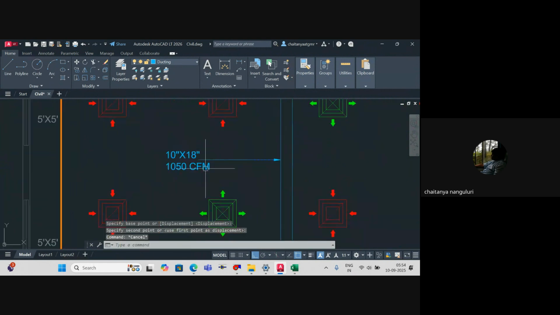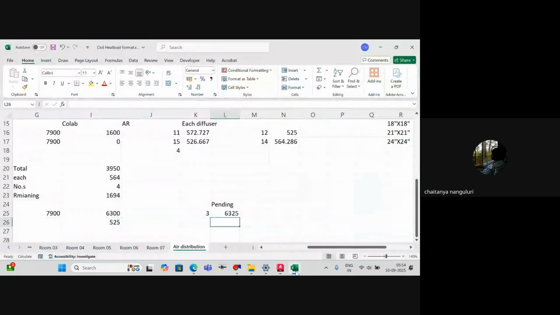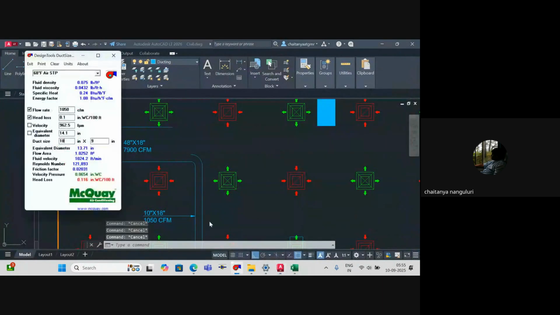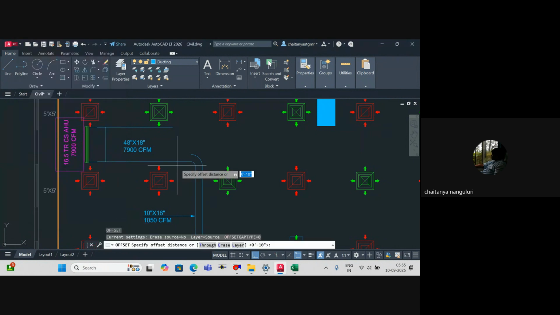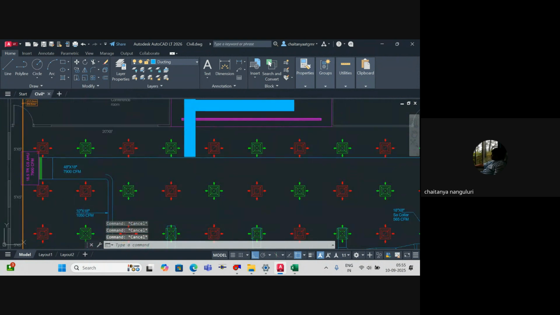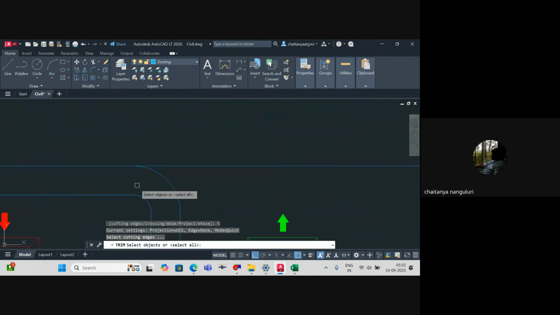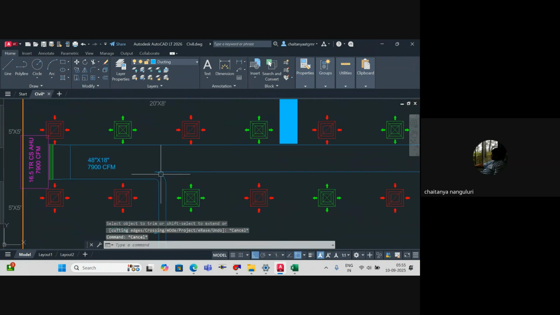Am I clear or not? Yes, sir. So now the airflow rate is how much? 6325. So I'll make it 6325 CFM. Yeah, 1490 FPM is not greater than 1500. So it is 38 inches. Offset 38 inches. Luckily, it's exactly intersecting. If it's not intersecting, I'll theoretically explain later how we're going to do it.